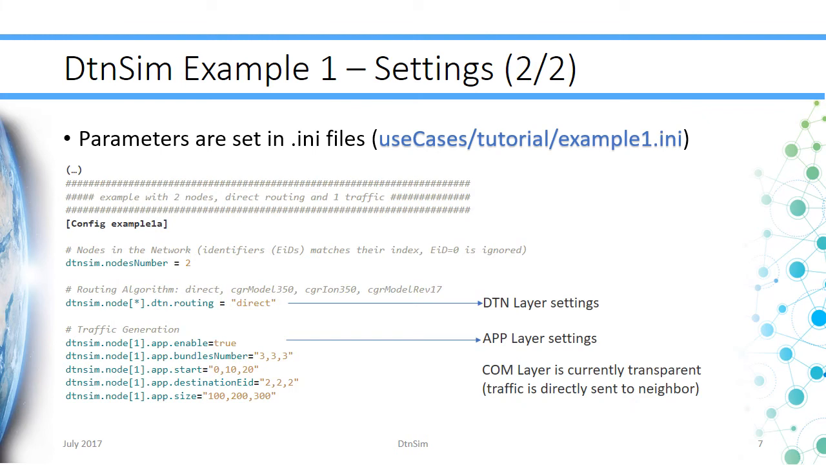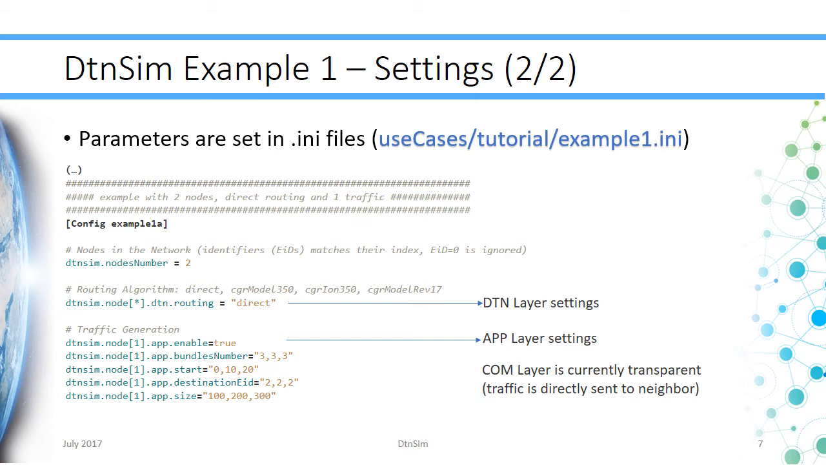Further ahead in this initialization file, we can see that the three layers of DtnSim are configured. First of all, DtnSim.nodes number establishes how many nodes we're going to simulate in this scenario. And then for each node, we can establish in the DTN layer which routing solutions we're going to use. In this very simple example, we'll use direct routing, which means that we will just forward the data to the destinations whenever we have a direct contact with it.